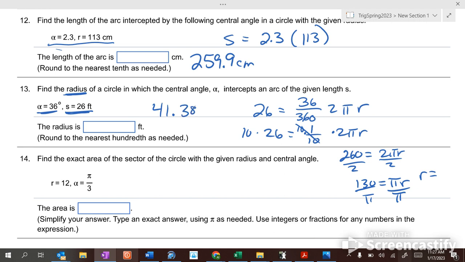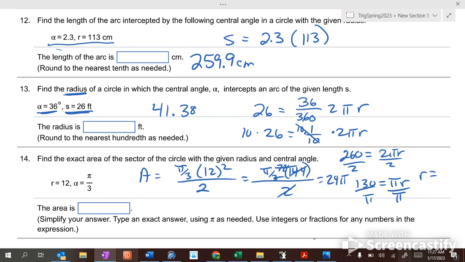Okay. Sector area. Sector area is the angle times the radius squared divided by 2. The angle times the radius squared divided by 2. Well, the radius squared is 144. 144 divided by 2 is 72. 72 divided by 3 is what? 24. Yep. So we get 24 pi.